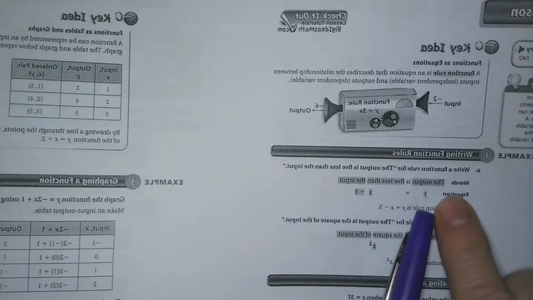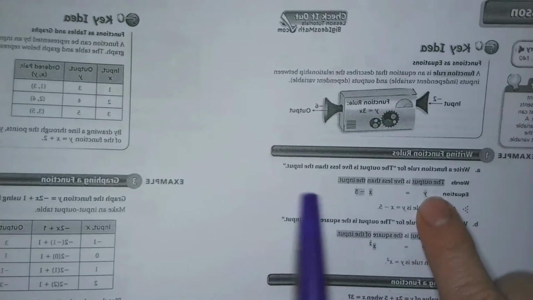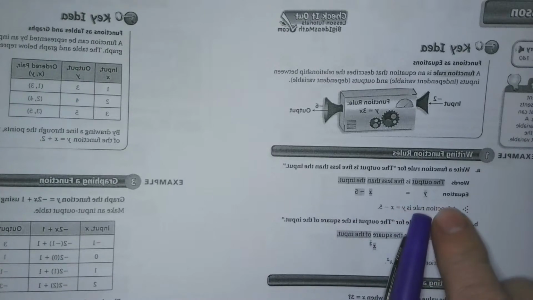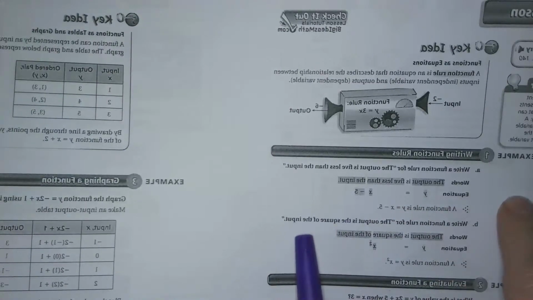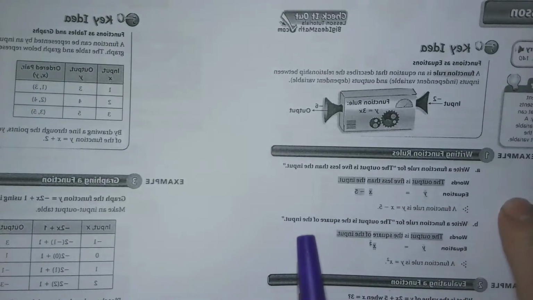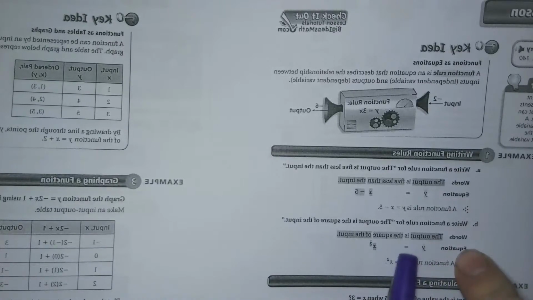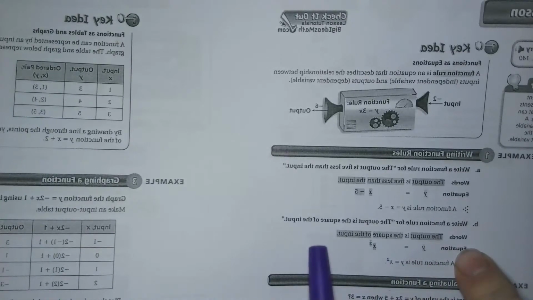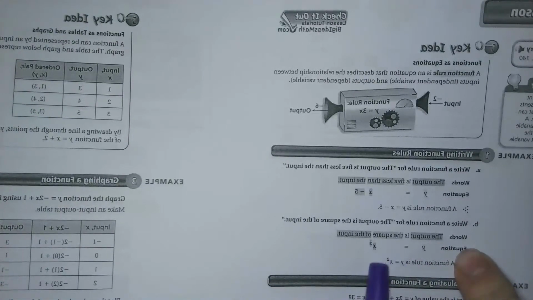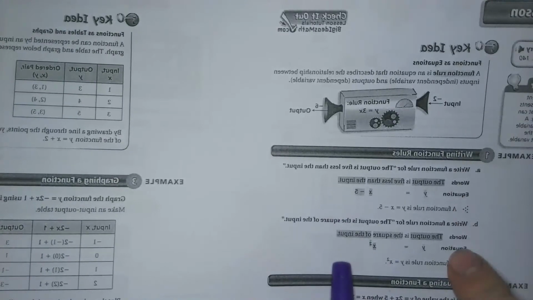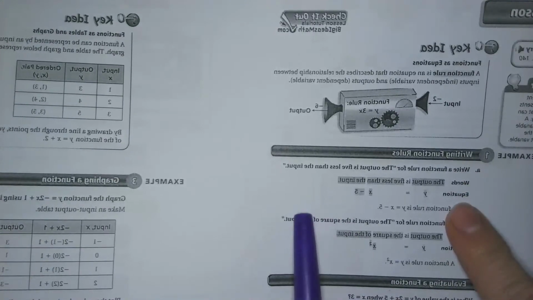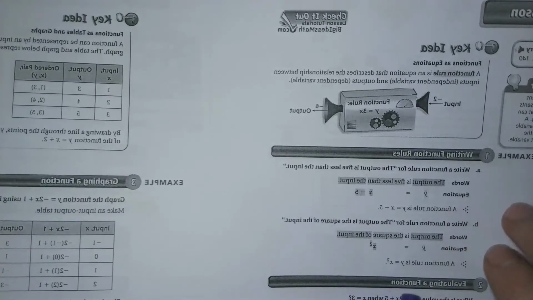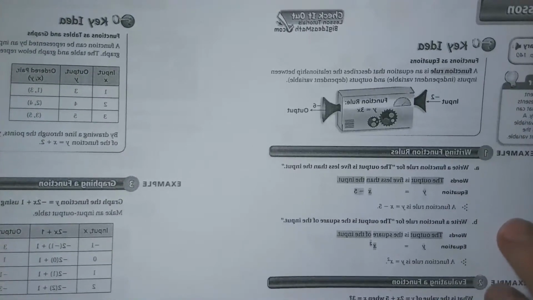So each function table has its own set of rules. So the output, which is y, is 5 less than the input. So y equals x minus 5. It's pretty simple, right? The output is the square of the input. So y equals x squared. So these are all linear equations because we have y equals x. Okay?